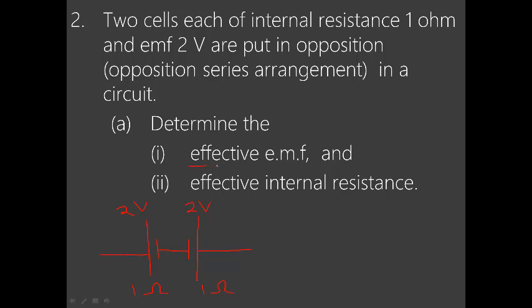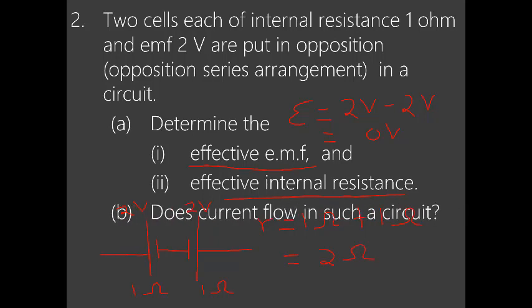So the effective EMF here, E, is going to be 2 volts minus 2 volts, because they are opposing each other, and you're going to end up with 0 volts. Then the effective internal resistance: resistance is a scalar quantity, it has no direction, so there is no need to consider the signs. So we shall have 1 ohm plus 1 ohm, giving you 2 ohms. Okay, let's proceed.